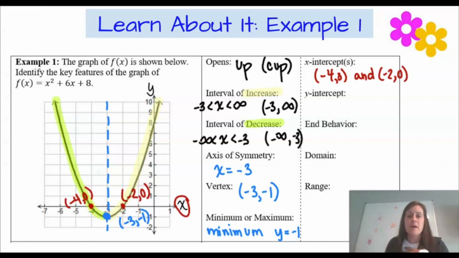The next key feature I'm asked to identify is the y-intercept. So I'm circling the label for the y-axis, so here's the y-axis, and I'm looking for the place where the graph crosses or touches the y-axis. That happens at the location (0, 8).